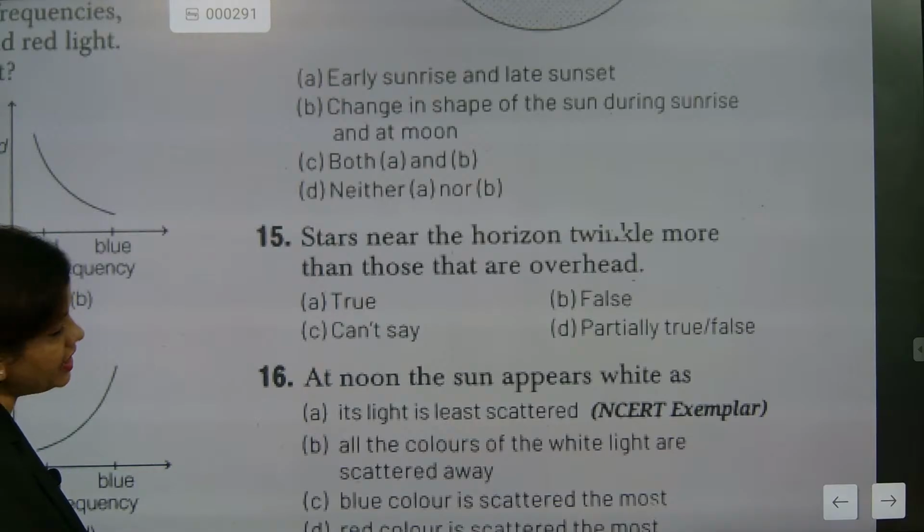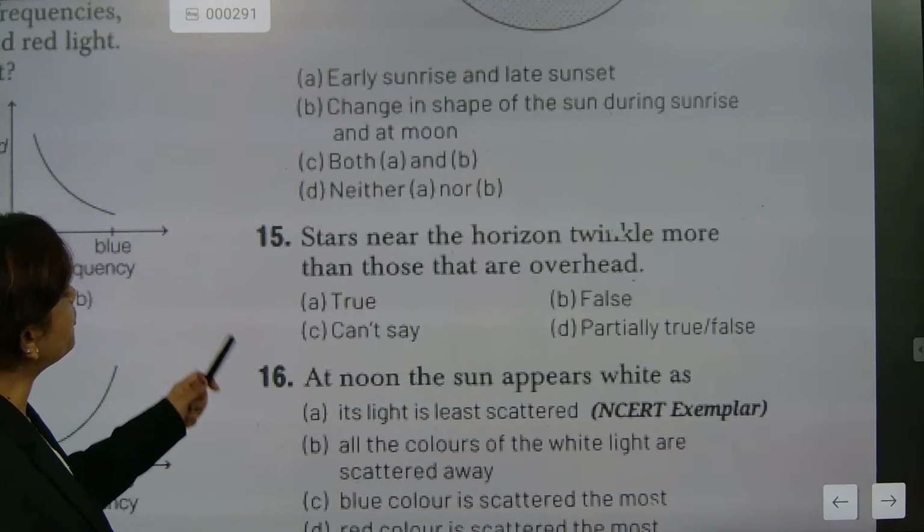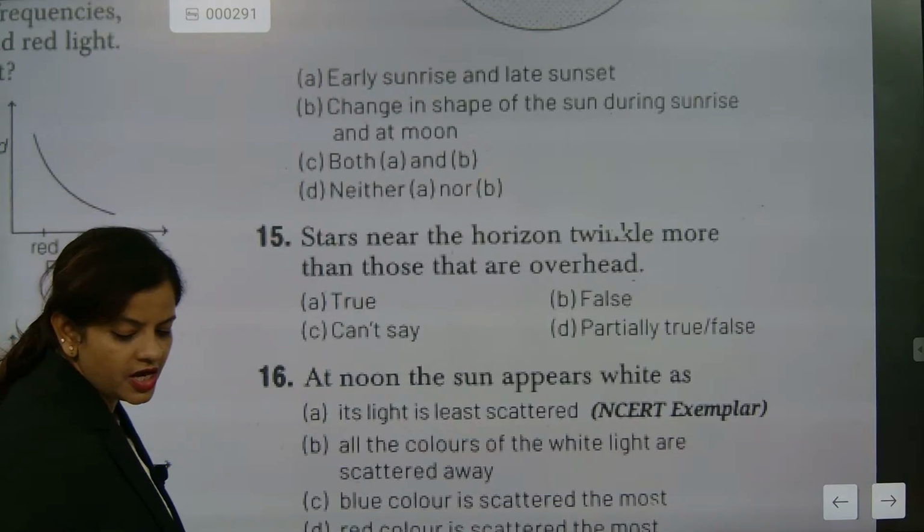Sixteenth answer, many people are telling. Fifteenth answer, many people are telling. What is the answer according to you?